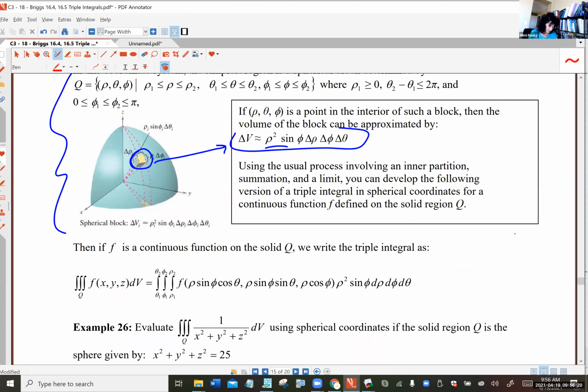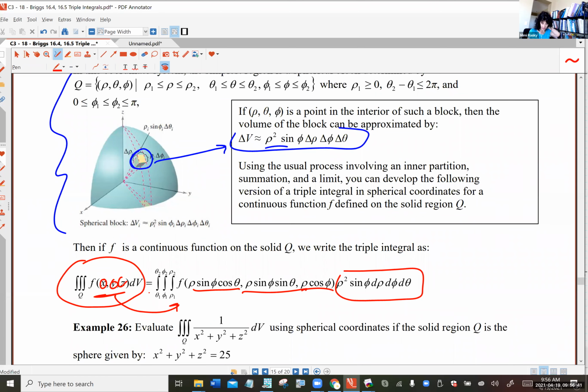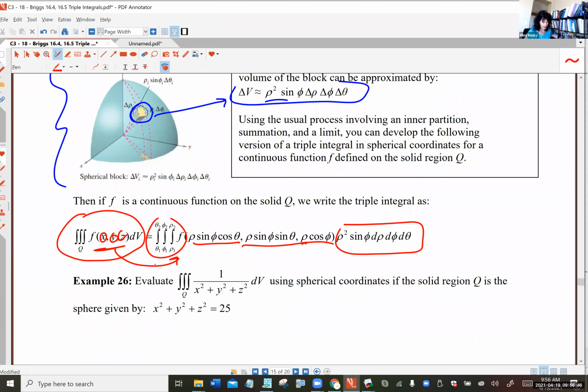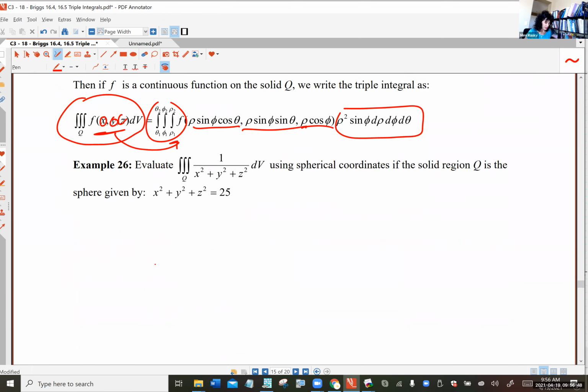So when you're converting a generic triple integral from rectangular to spherical, the x gets replaced with rho sine phi cos theta, the y gets converted to rho sine phi sine theta, z becomes rho cos phi, and then you're going to have your volume element. So dV is rho squared sine phi d rho d phi d theta, and then you're going to have to put limits on there for whatever. Let's do one problem, and then we'll call it.